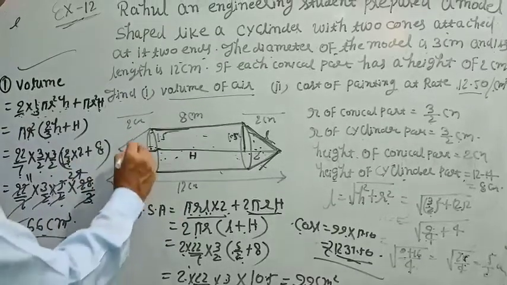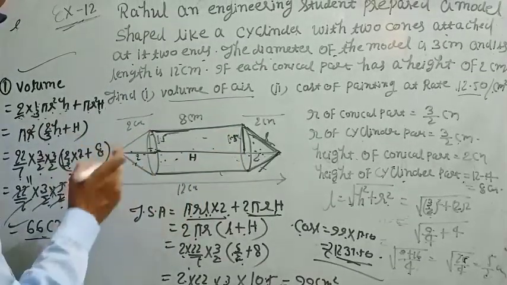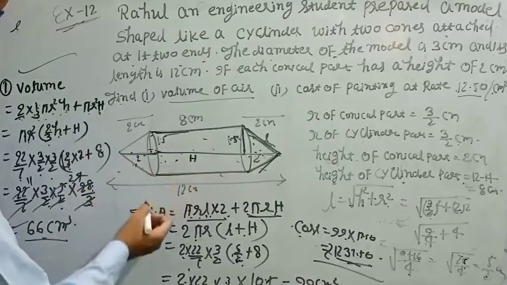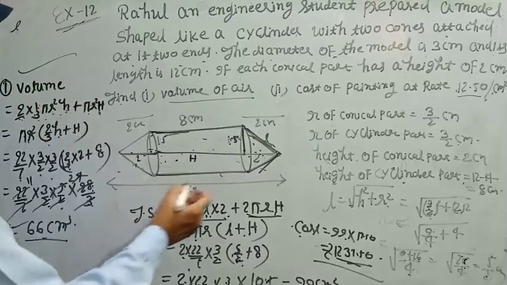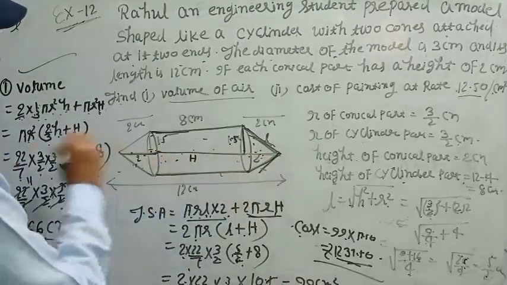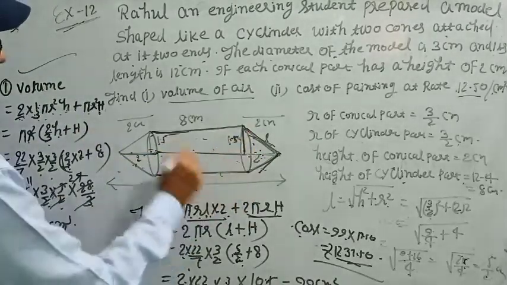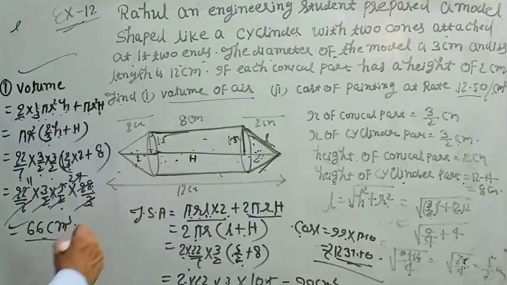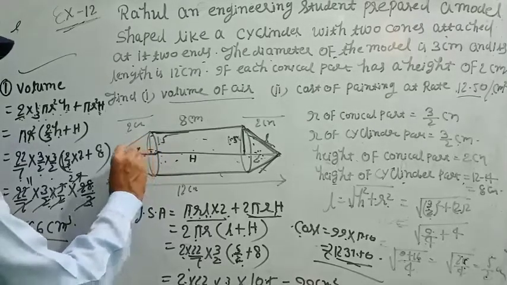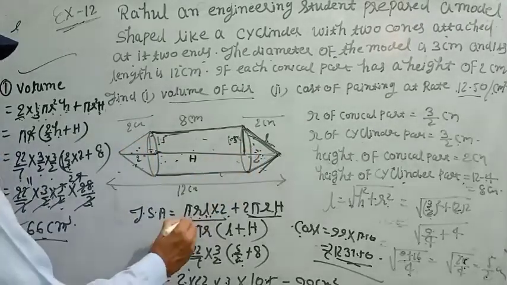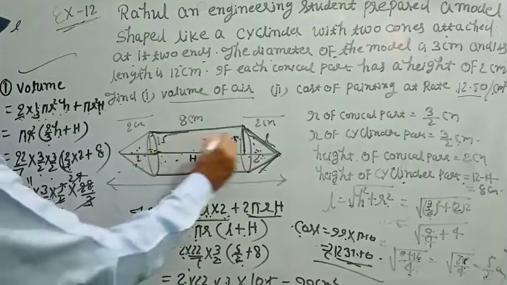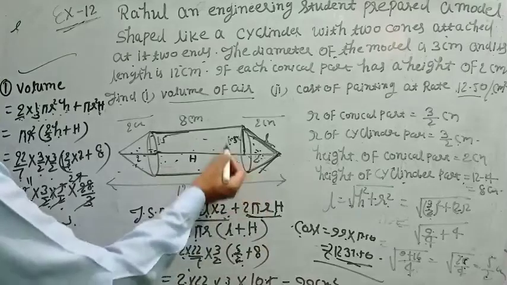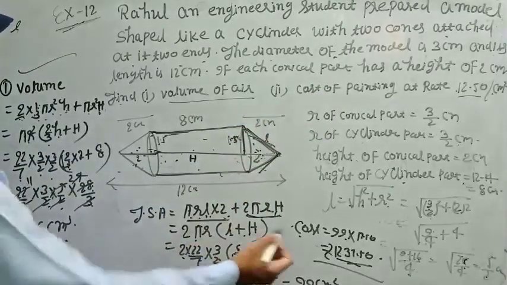So dear student, if there is this type of figure, first you find the radius and the height of each part of the model. When you find these, first find the volume: volume of cone plus volume of cone, and now add the volume of cylinder. Similarly, for the total cost of painting this model, it is the CSA of the cone and CSA of the cone, that is CSA of two cones, plus CSA of the cylinder, that is 2 pi r h. After that you multiply with the rate of cost, then you get your solution.